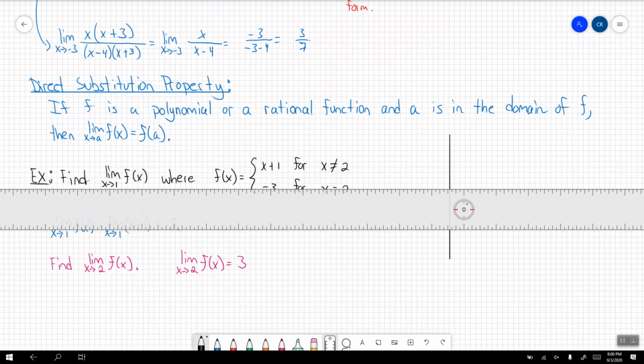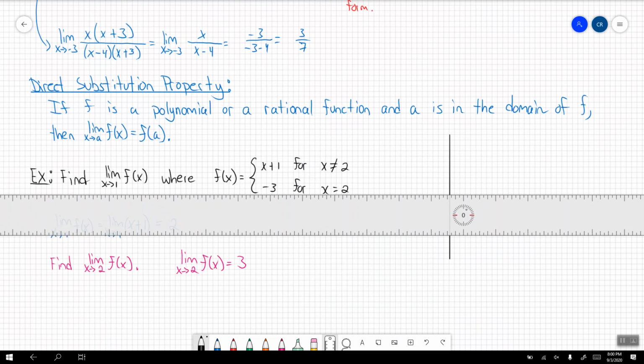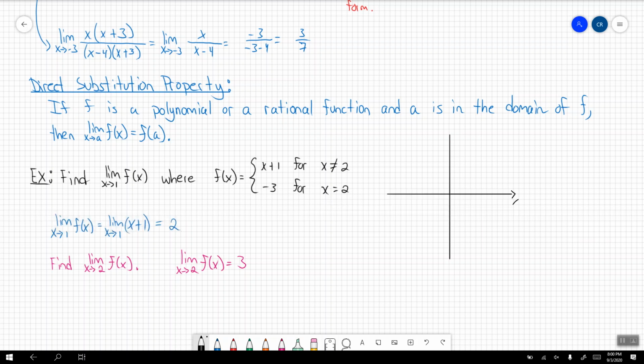However, we're not trying to find the function evaluated at 2. We're trying to find out what is the limit at 2. And finding the limit and the function evaluation of a function are two different things. Sometimes they're the same concept, and that's fine. Sometimes they're not. And we want to focus on, in this particular case, the time that they're not.